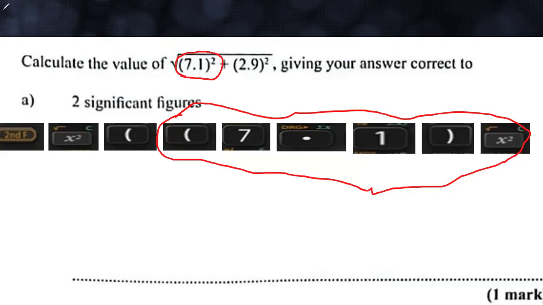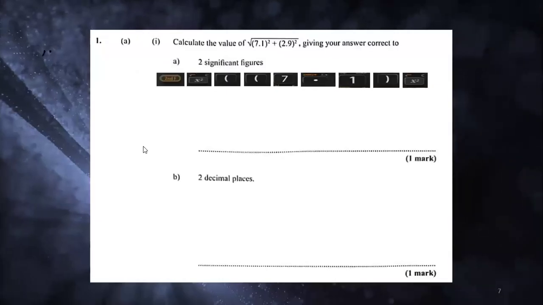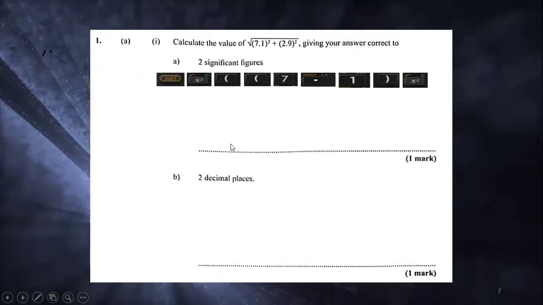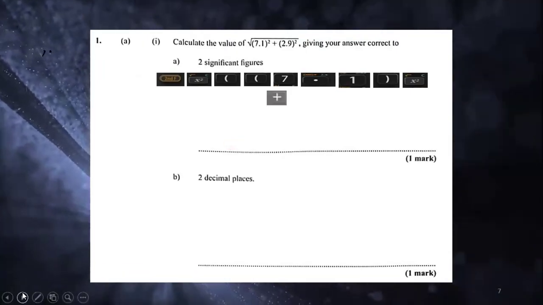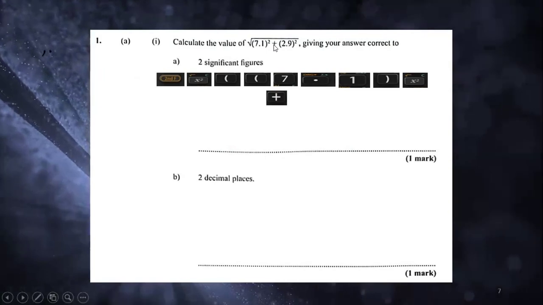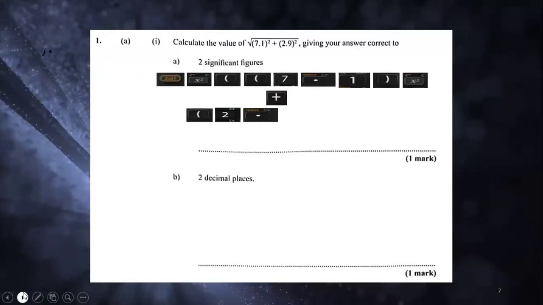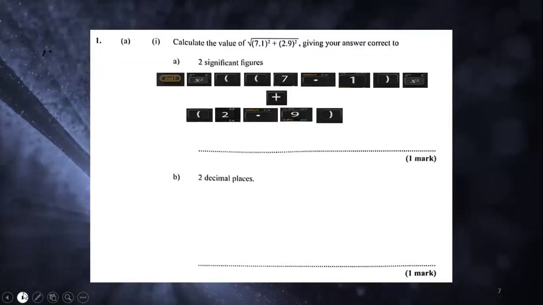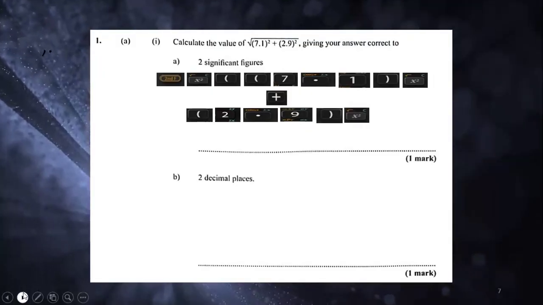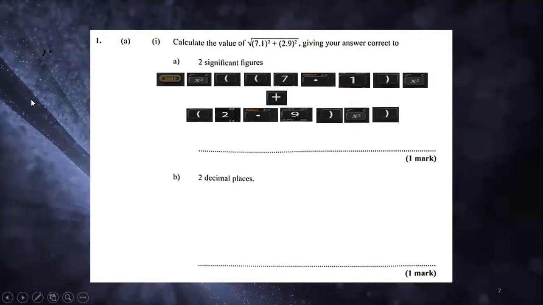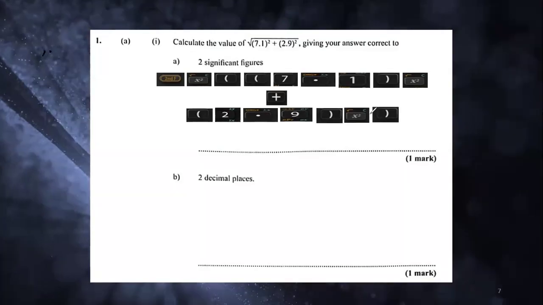Let's check it out. So it's going to be 2, or the plus sign, right? Rather, first, plus sign is first, then open brackets, then 2.9, close brackets, x squared. And then another bracket, because I want to square root everything. So this bracket here, right? And this bracket here means that everything between them is being square rooted, just as it's depicted here in the question.